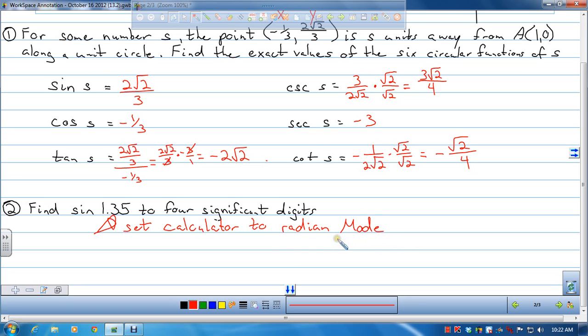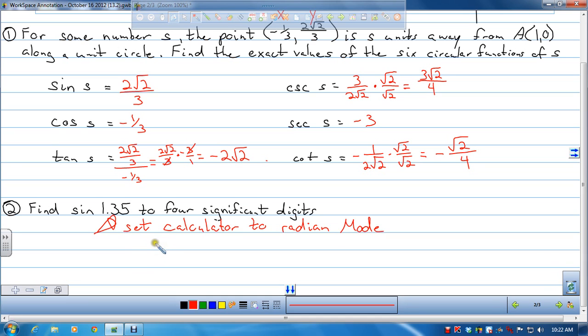So you need to go to settings, and then in those settings you will need to go to radian mode, and they're in the general settings. I'll go through that with you in class because we're going to watch this video in class.